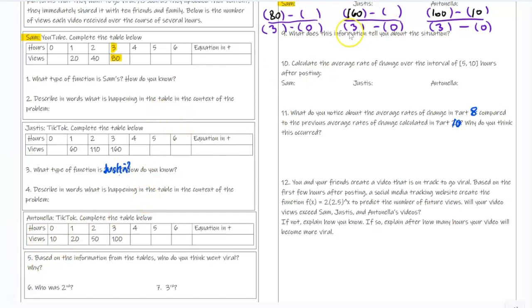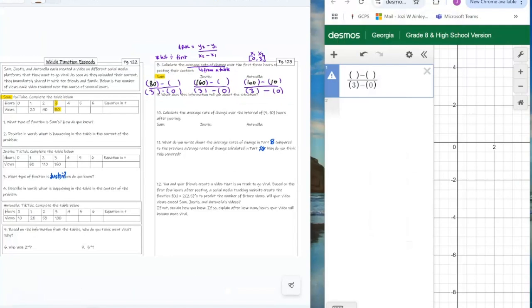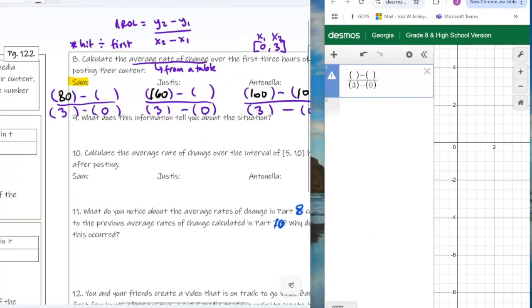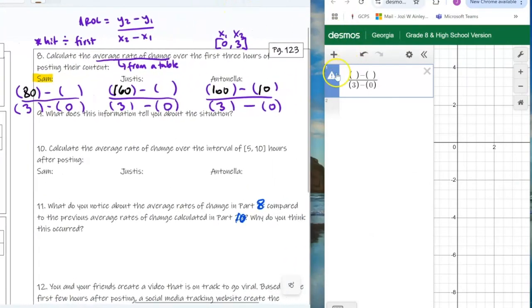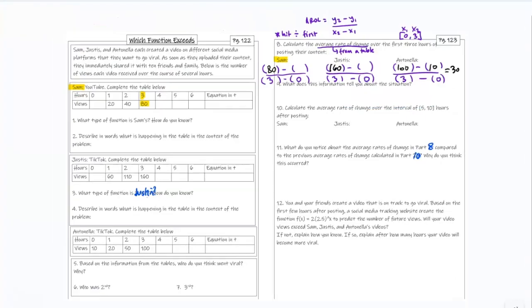All right, so I do have Antonella, so I'm going to put Antonella's in the calculator. But I am going to kind of go through the answers so you can kind of see what I'm talking about. So I'm going to use Antonella's because all the numbers are there. So that's 100 on the top one there and 10 right here. So her average rate of change is 30. Okay, so now you're going to fill out this number here because you already have this table filled out.